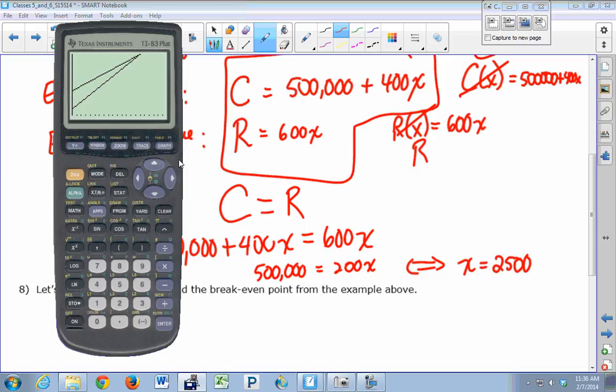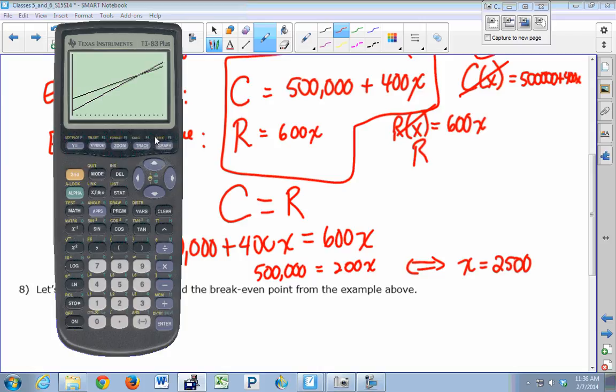Ooh, I just got there, right? So if I change my window just a little bit and have my Y max go out maybe to 2 million, now I should be able to get a nice intersection point. So there we go. Yeah, that's much nicer.